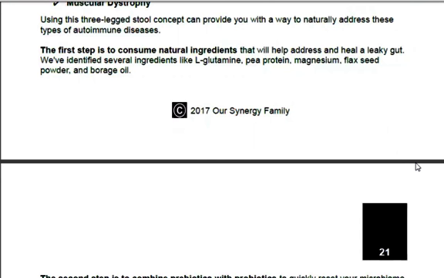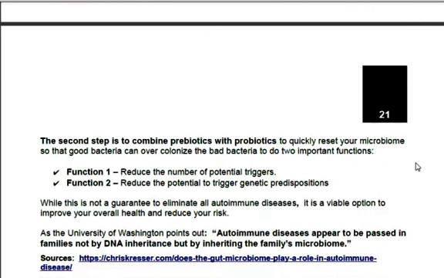The second step is to combine a prebiotic with a probiotic to quickly reset their microbiome so that they're now producing good bacteria that can overcolonize the bad bacteria, which then does 2 important things for them. Function 1 is it reduces the number of potential triggers. And if I reduce the number of potential triggers, then I can do function 2, which is reduce the potential to trigger a genetic predisposition.